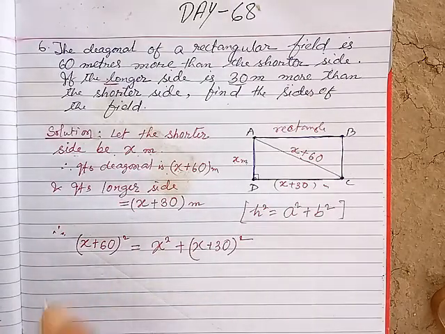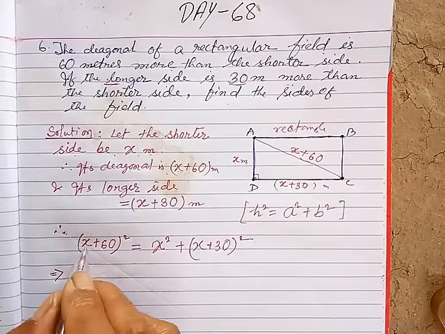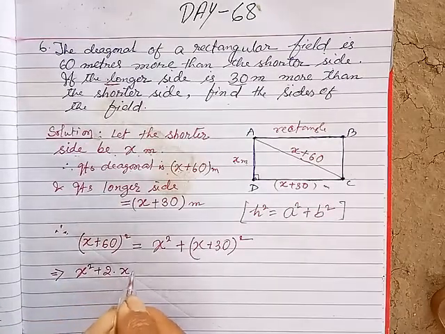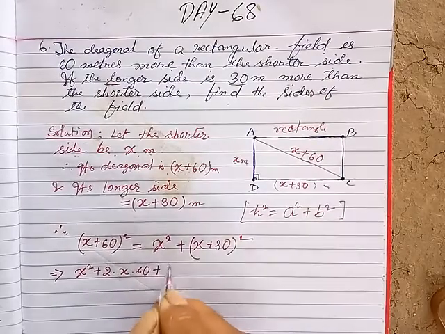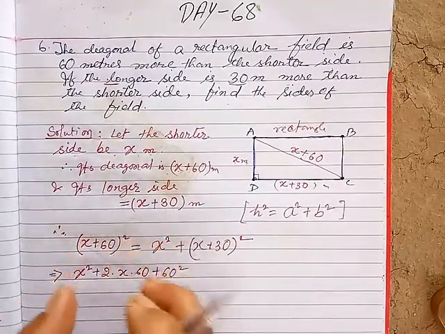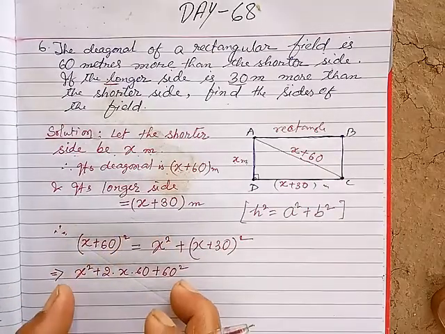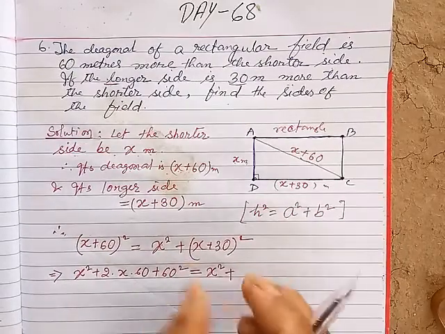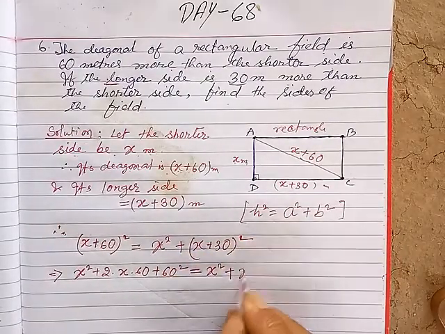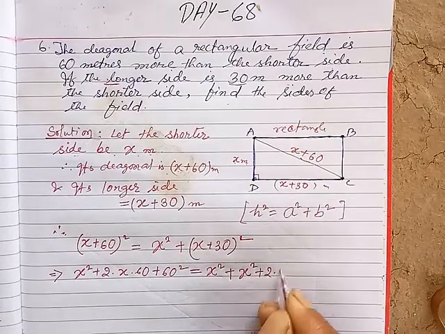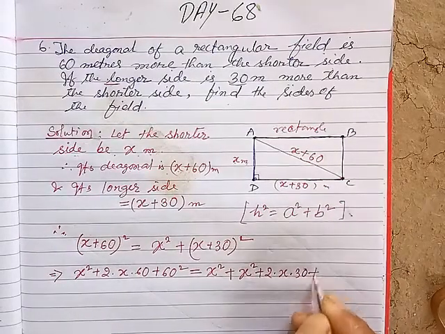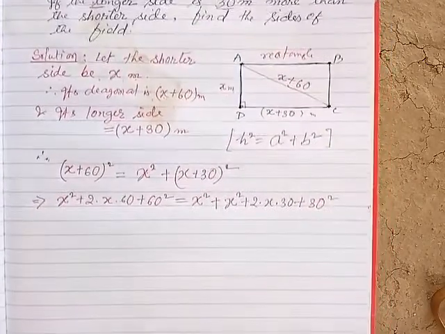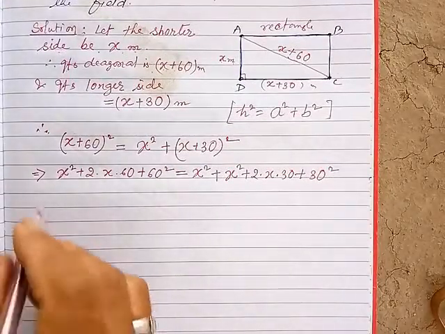So let us make this equation a simple one. You know, a plus b whole square is equal to a square plus 2ab plus b square. So it is in the form of a plus b whole square, so I applied the formula. Similarly, x square remains the same, plus this is also of the form a plus b whole square, so a square plus 2ab plus b square. I applied the formula. Now let us make it simple.